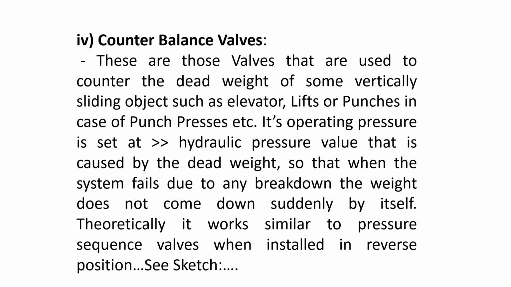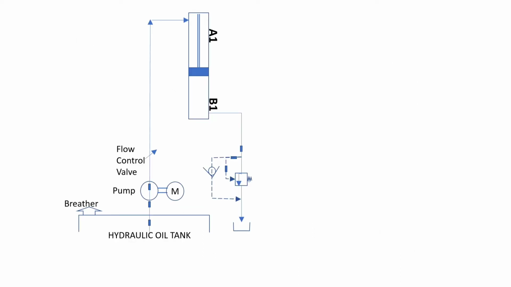Now next are the counterbalance valves. These are valves that are used to counter the dead weight of vertically sliding objects such as elevators, lifts or punches. In the case of punch presses, its operating pressure is set much higher than the hydraulic pressure caused by the dead weight, so that when the system fails due to any breakdown, the weight doesn't come down suddenly by itself. Theoretically, it works similar to a pressure sequence valve when installed in a reverse position.